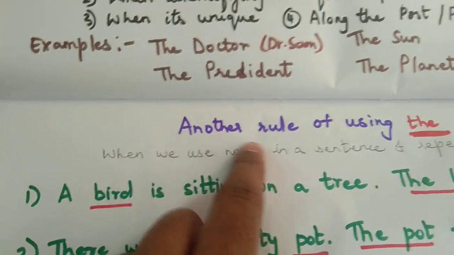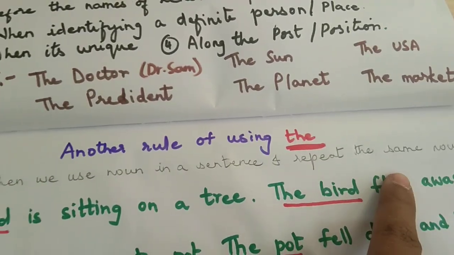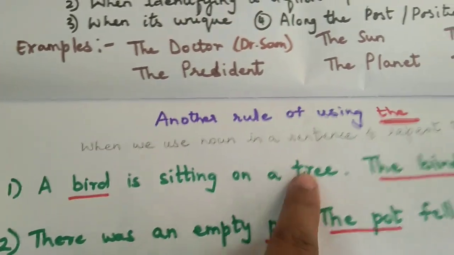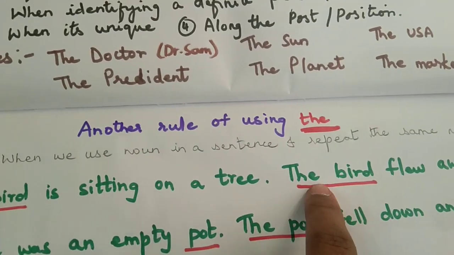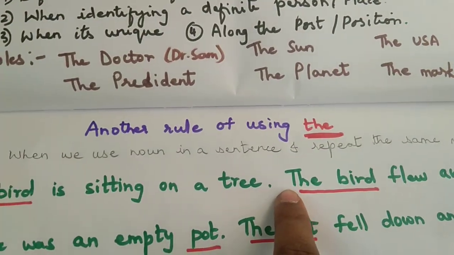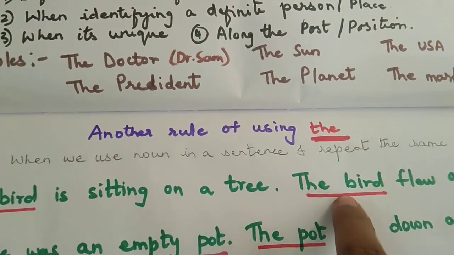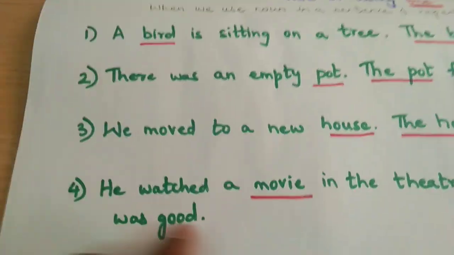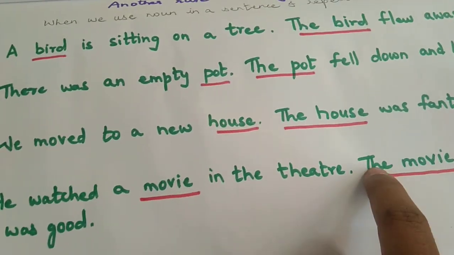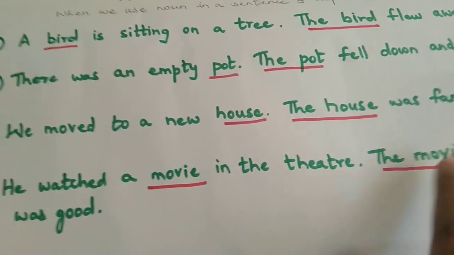Another rule of using the: when we use a noun in a sentence and repeat the same noun, then we use the. You can see it with an example. A bird is sitting on a tree, full stop. I have drawn an underline here: the bird flew away. We cannot say a bird flew away because we've already used the noun in the first sentence, and that would be a repeat. So we say the bird flew away. Next one, he watched a movie in the theater. The movie was good. We will not say a movie was good because it's a repeat of the same noun.